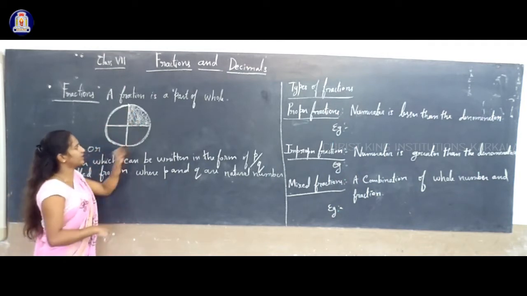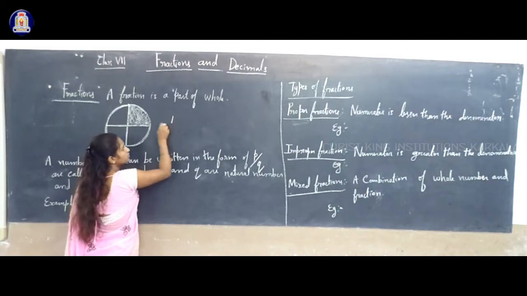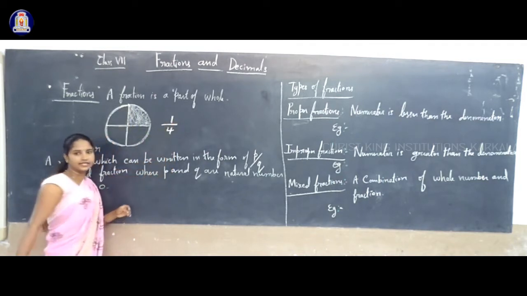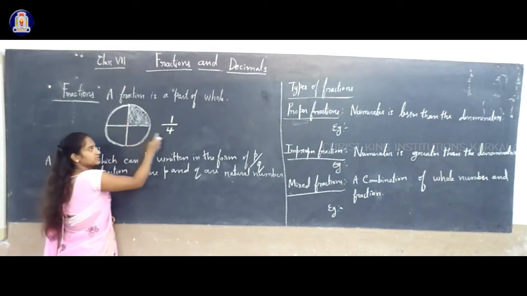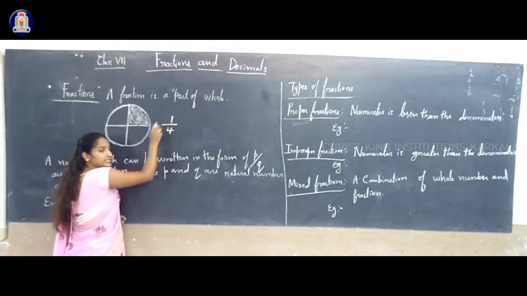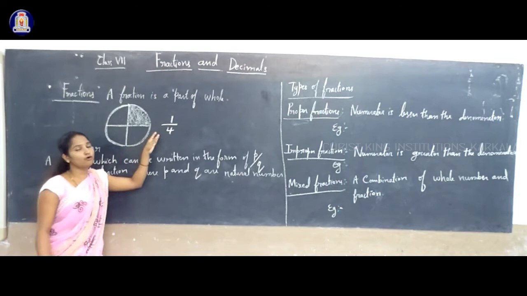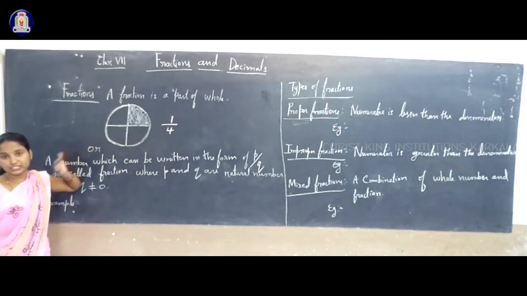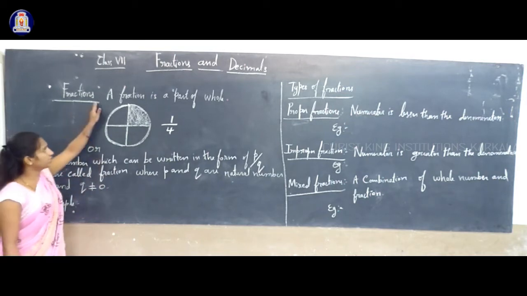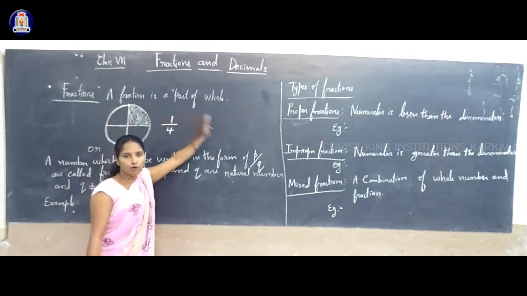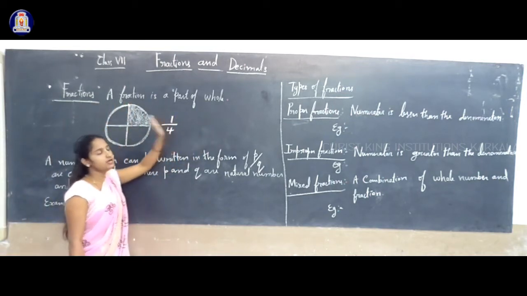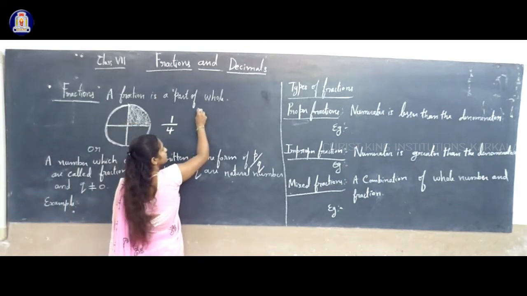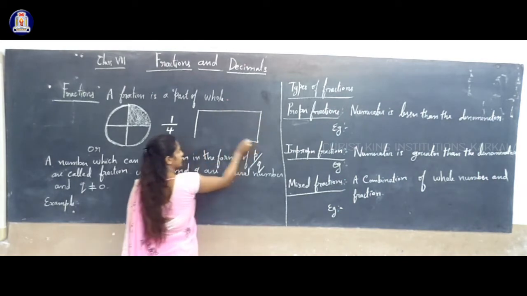So this is how we can write it in fractions. See, out of 4, one is shaded. Correct? So out of 4 parts, one is shaded. So 1 by 4 is a fraction. What is a fraction? A fraction is a part of a whole. Clear? This is an example. If you want one more figure, you can draw.